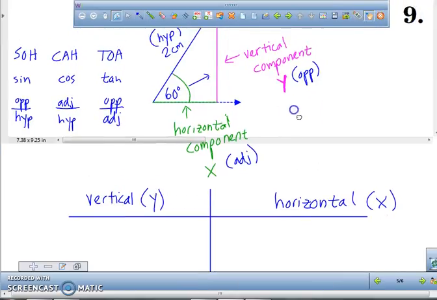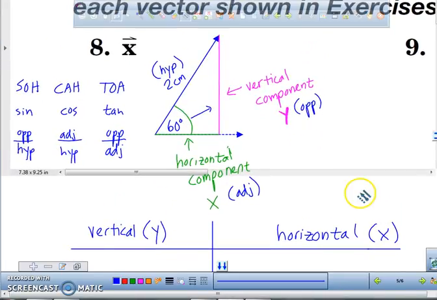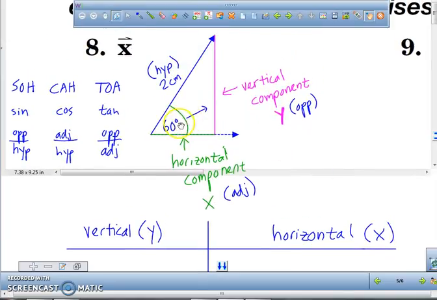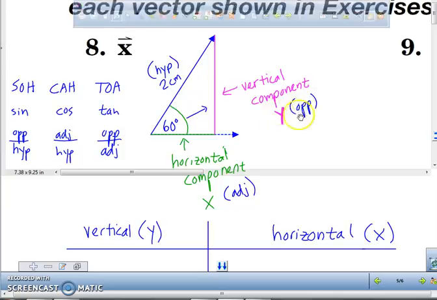Now let's look at the vertical. All right, so what we're going to do right now is we're going to find the vertical component. Now, the vertical component is which variable? The y. Exactly. So y is the opposite side. We don't have it. We need it. What do we have? We have the hypotenuse. So which trig ratio deals with the opposite side and the hypotenuse? That would be sine. Very good.